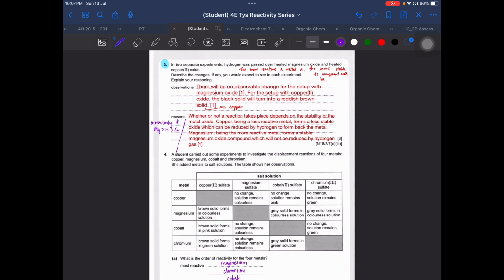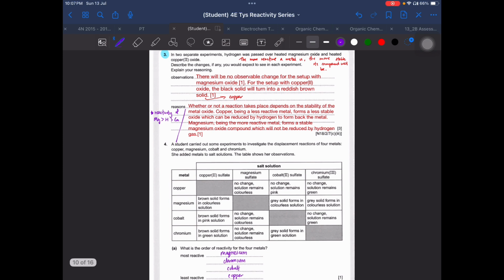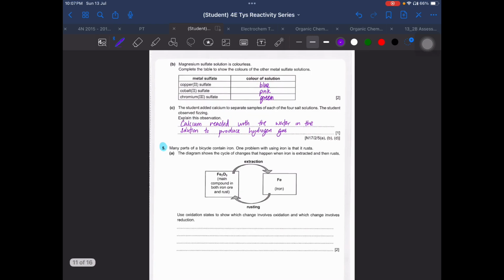I will not spend too much on question 4 because I think it's rather straightforward. If you have followed through the video and if you have practiced enough of the displacement kind of questions, you should be able to derive question 4. Perhaps one thing to take note of is that on the next part, 4b, you're actually being asked to define the color of the various solutions. And that depends on whether you look at this table and try to understand what's going on. Okay? Now let's take a look at question 5.